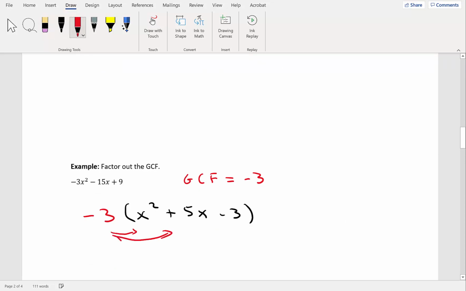So it gets a little bit trickier when you're factoring out a negative with it, but remember, you could always double check by distributing this back out. Let's see if you end up with the same thing. Negative 3 times x squared gives me that negative 3x squared. Negative 3 times 5x gives me negative 15x, and negative 3 times negative 3 gives me that positive 9.